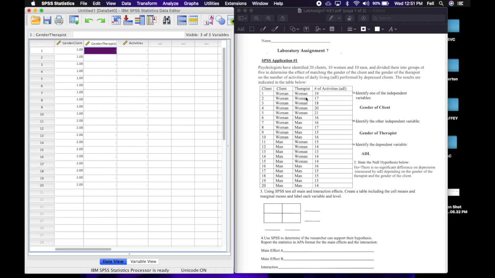Okay, and then we said that we were going to label the gender for the therapist when it was a woman as 3 and the man as 4. So it looks like the first 1, 2, 3, 4, 5 are women, and then the next 5 are man, the next 5 are women, and the next 5 are man. So again, we're going to do woman as 3 and man as 4. Okay. And then a number of activities for each. I'm just going to enter that in according to the lab assignment. So here I go.